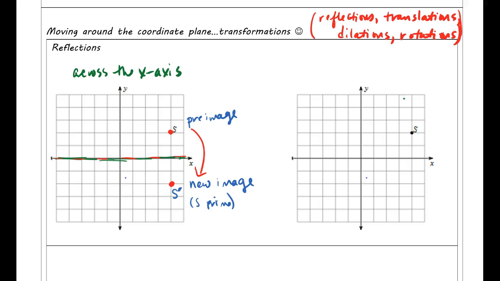So why don't you try this one? Hit pause. We're going to reflect it now across the y-axis. Try to see if you can think of where it would go and label it with its new label, and then hit play again and see if you got it right.